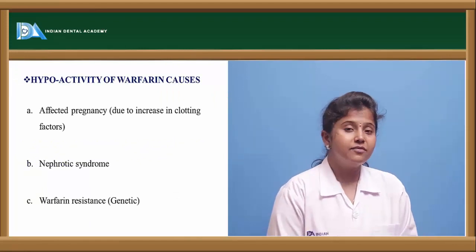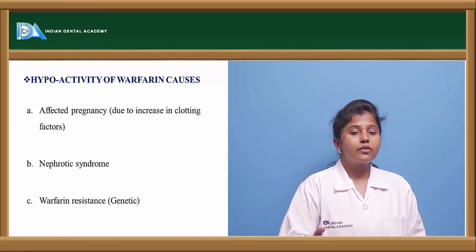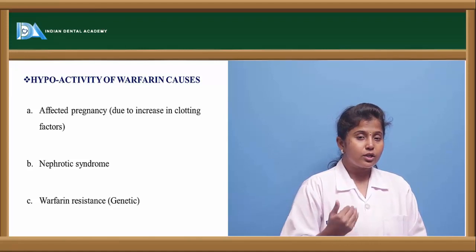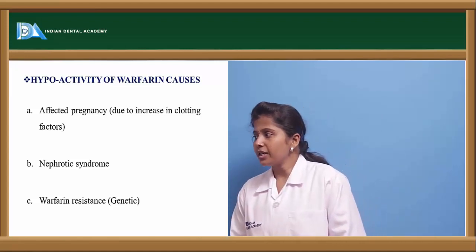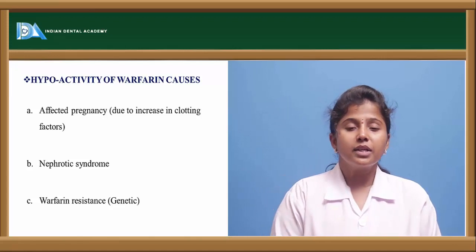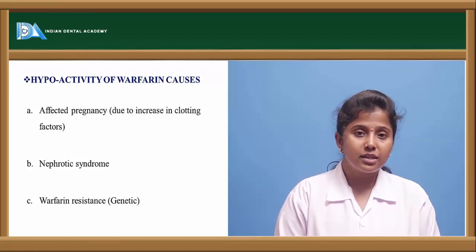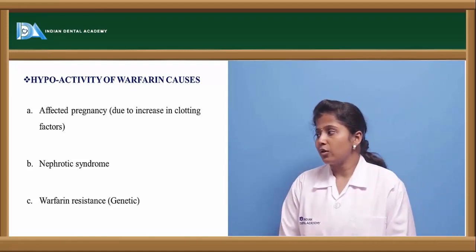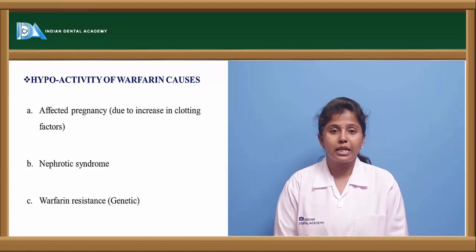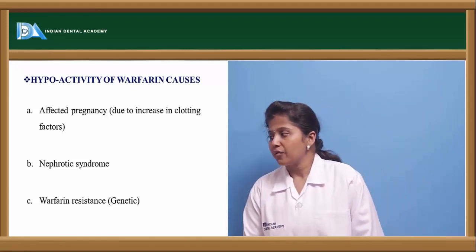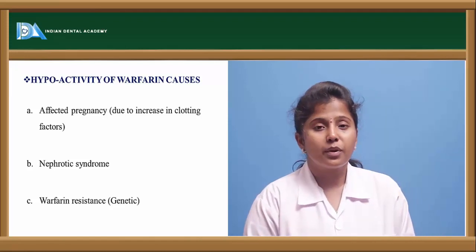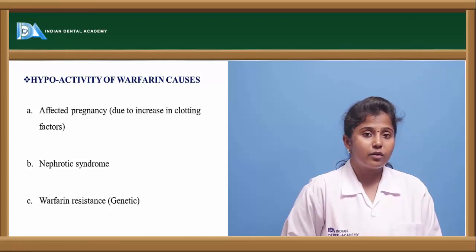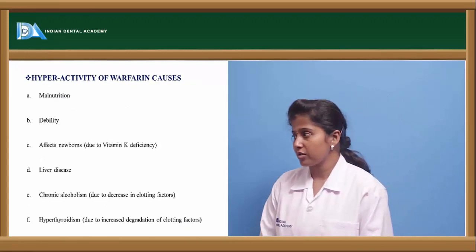Hypoactivity of warfarin: if warfarin is not showing the therapeutic effect, or if we are giving it in low doses, or it is not showing any effect, what happens? It is affected in pregnancy, because during pregnancy, if there is any blood clot, then there occur severe problems. So if the warfarin is not showing its effect, there is blood clot, and it causes nephrotic syndrome. So there occurs a clot in the nephrons or kidneys, and warfarin resistance. The person will become resistant to warfarin. If we give warfarin also, this drug will not show any effect.